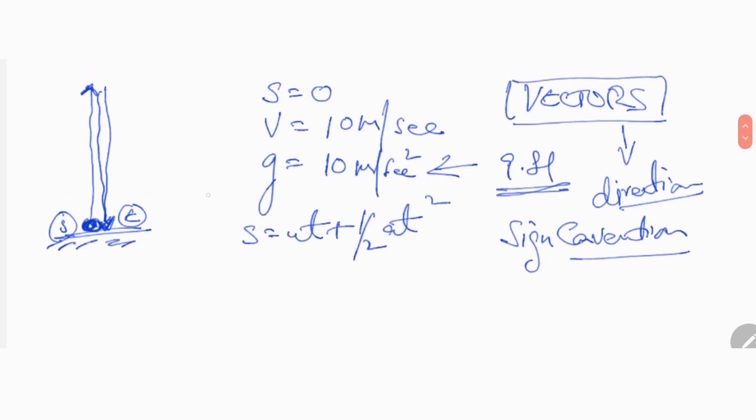Now, please understand this. Obviously, displacement is 0, so we don't need to bother about this. Since it is 0, there is no question of a sign here. Anything 0 is neither positive nor negative. Now, what is the velocity? The ball was thrown in this direction, right? So this is the direction of initial velocity. This is the direction of v, correct?